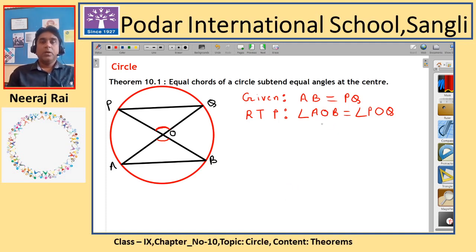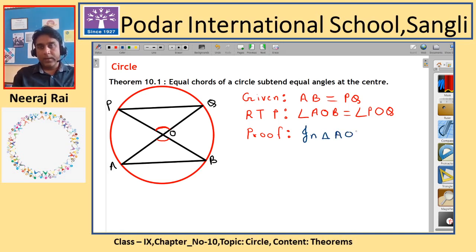Now we need to prove it. I think you are all aware of congruency of triangles. So we are going to use the concept of congruency as a tool for proving this particular result. So let us see the proof. Here we'll consider two triangles: triangle AOB and triangle POQ.